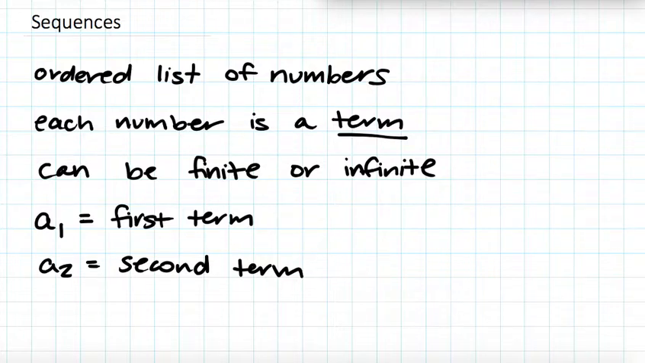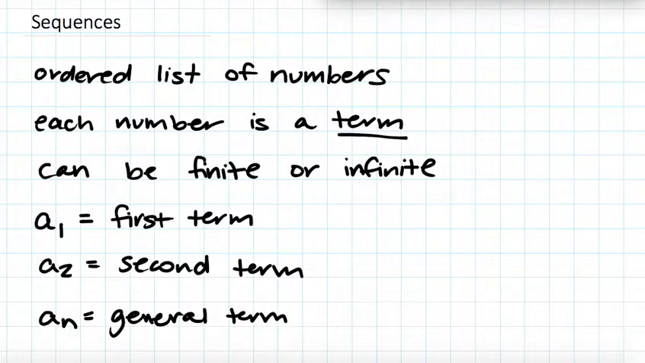We also have what's called the general term, which is A sub n. The general term generally looks like a formula that you plug numbers into to get the sequence values. And we'll see an example of that in a second.